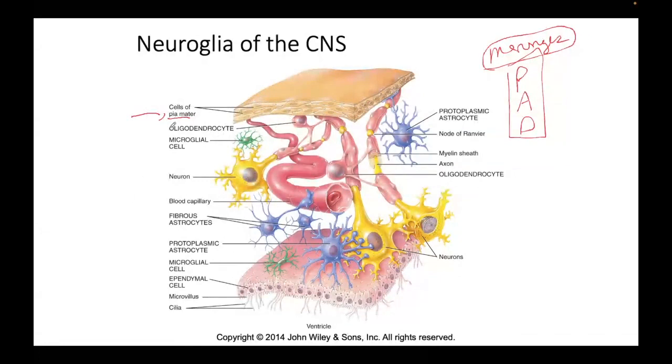And then we see some cells like an oligodendrocyte, a microglial cell, astrocytes, ependymal cells. We've heard of myelin sheath, node of Ranvier, right? These are neurons. These are ependymal cells down here on the bottom, which we'll get into, that have microvilli and cilia coming off of them.